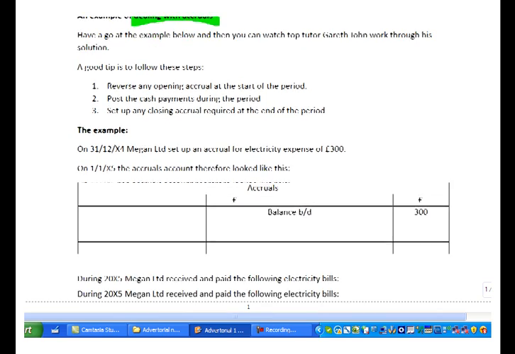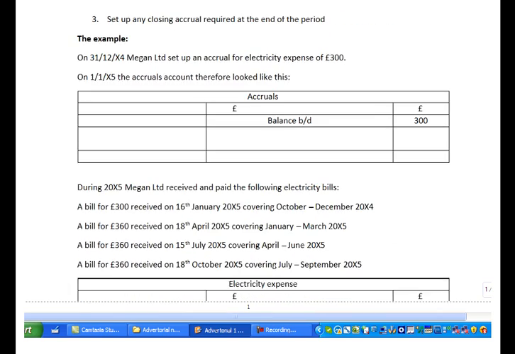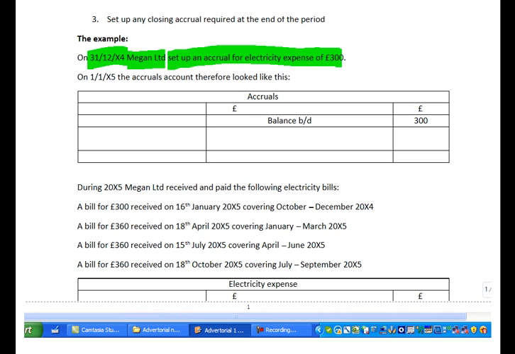Well, let's have a look at the situation we're dealing with here. We've got a company called Megan Limited, and at the end of the year, on the 31st of December of XD4, they've set up an accrual for electricity expense of £300. Remember, an accrual is used if we haven't recognised adequate expense for the period that we're dealing with. An accrual is a way of adding in some extra expense.